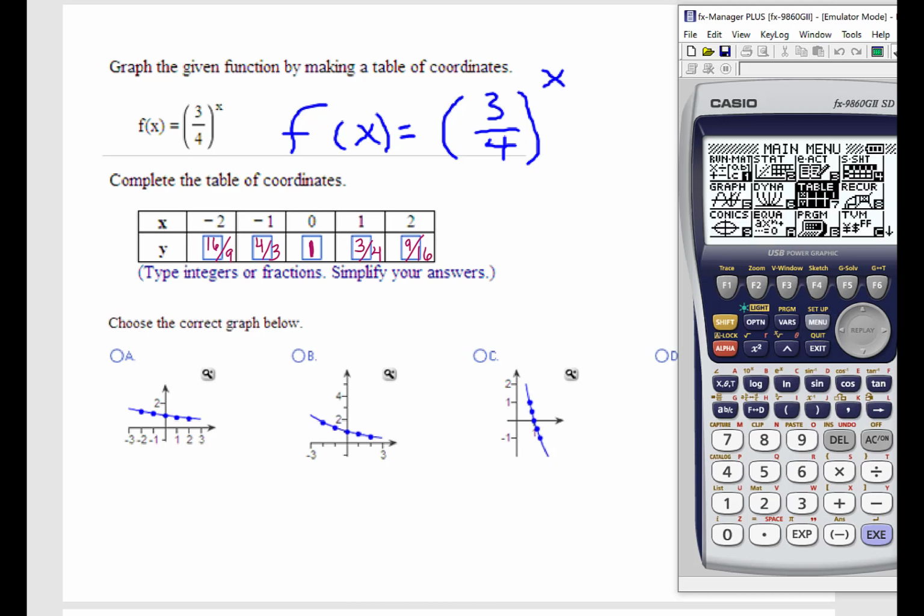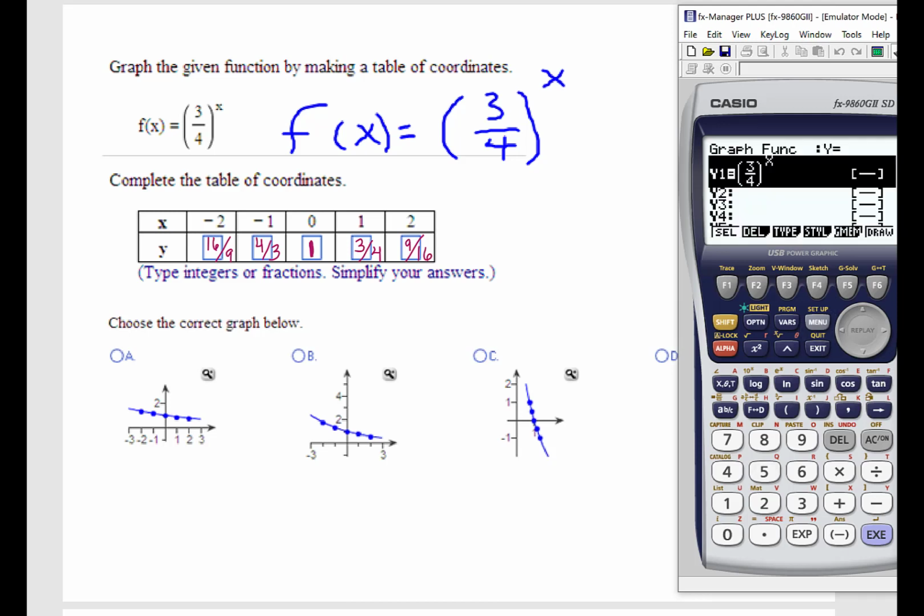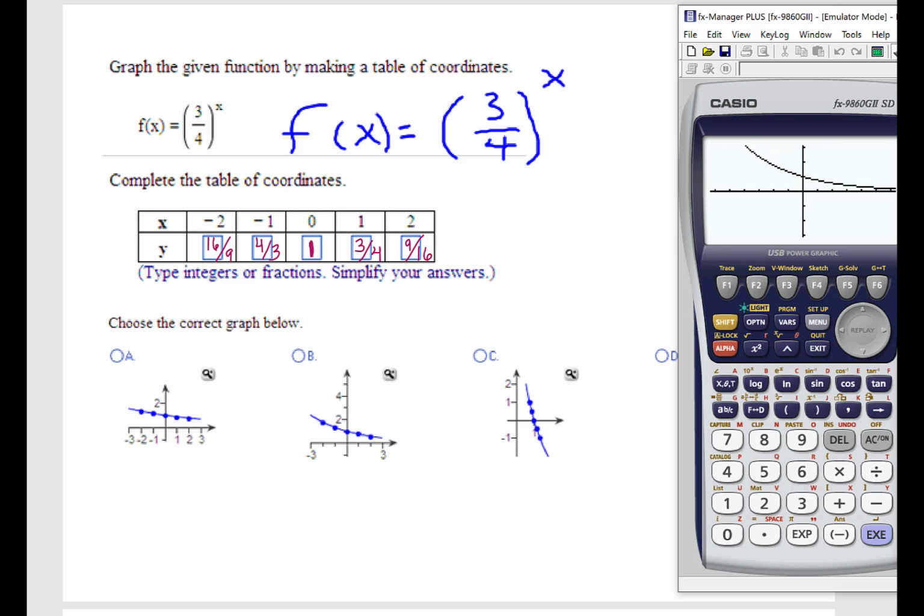On the graph, going back to my menu, graph, draw it out. Okay, so remember, we have the horizontal asymptote at y equals 0, and we know it's going to pass through (0, 1), because it's just that basic exponential function. I don't have 3/4 raised to the x power and then, on the outside, plus 5 or anything, so it hasn't been shifted anywhere.